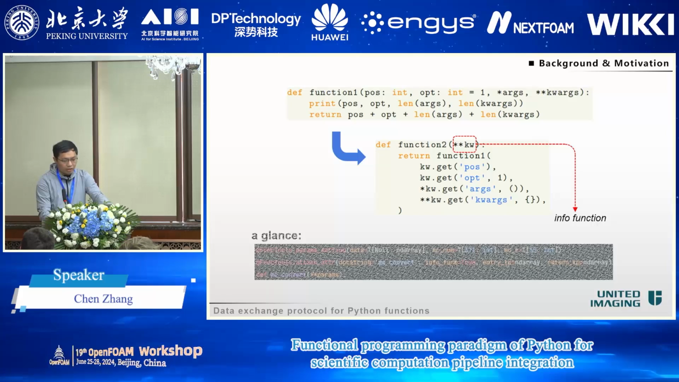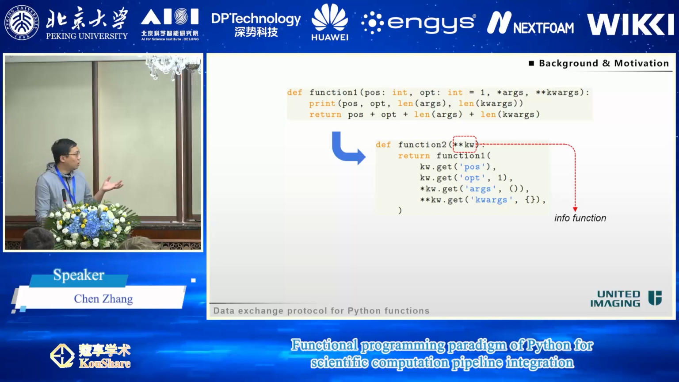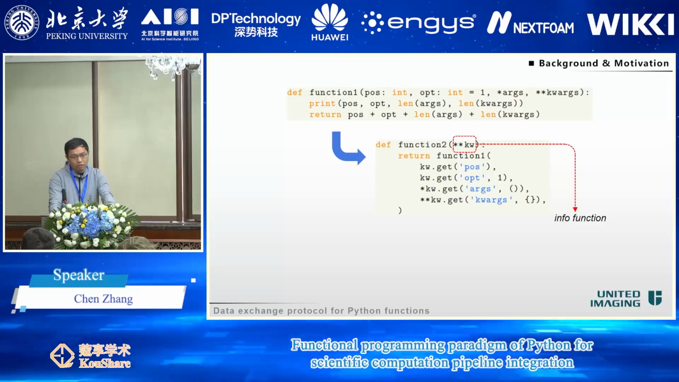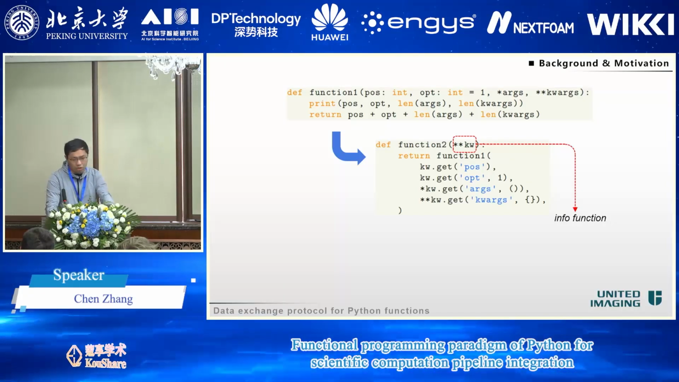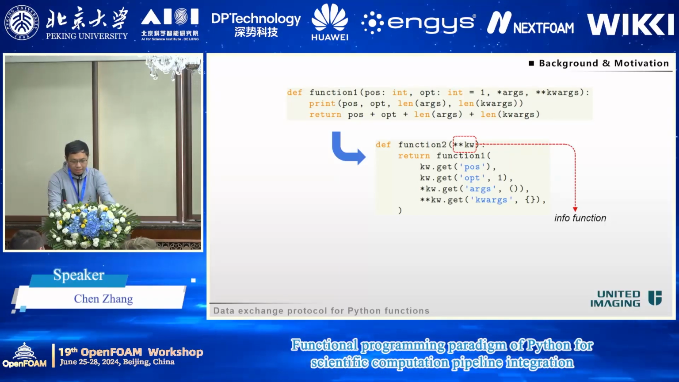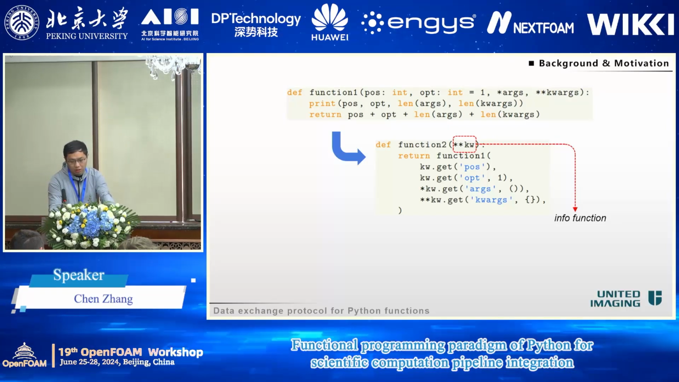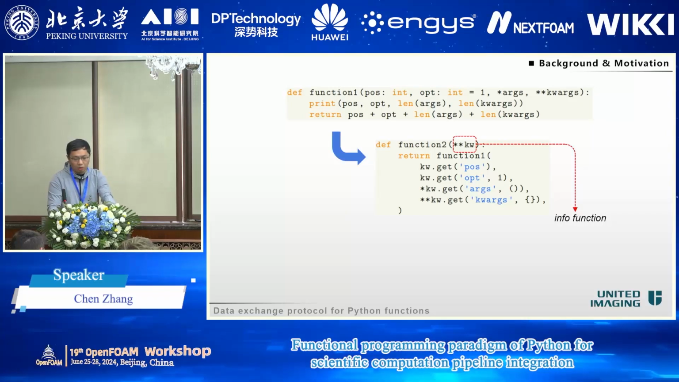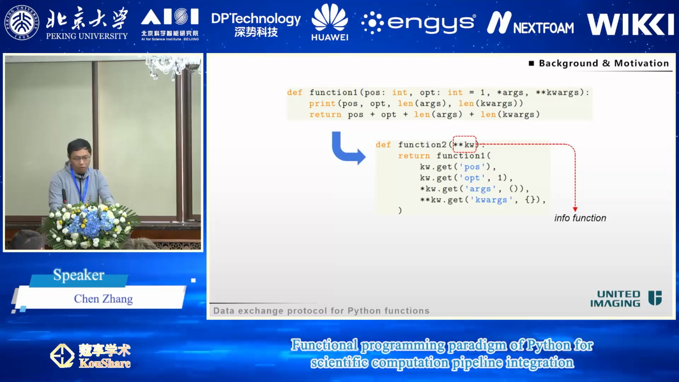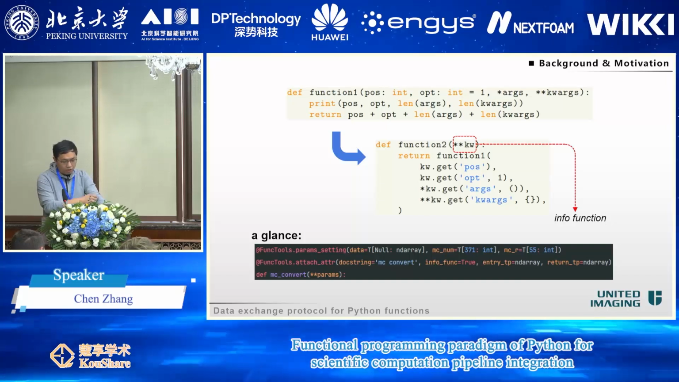Luckily, we find that all the invocations can be equivalently substituted, like function two, using variable keyword arguments to pass all the arguments. We can prove that, theoretically, any Python function definition can be wrapped in this style. For convenience, hereafter we call it the info function. Here I also show a glance at what the info function looks like.